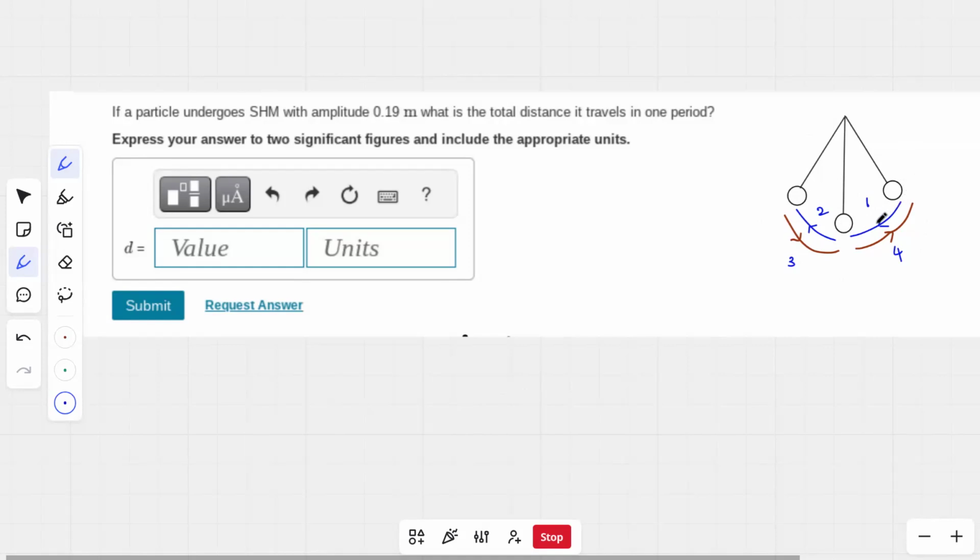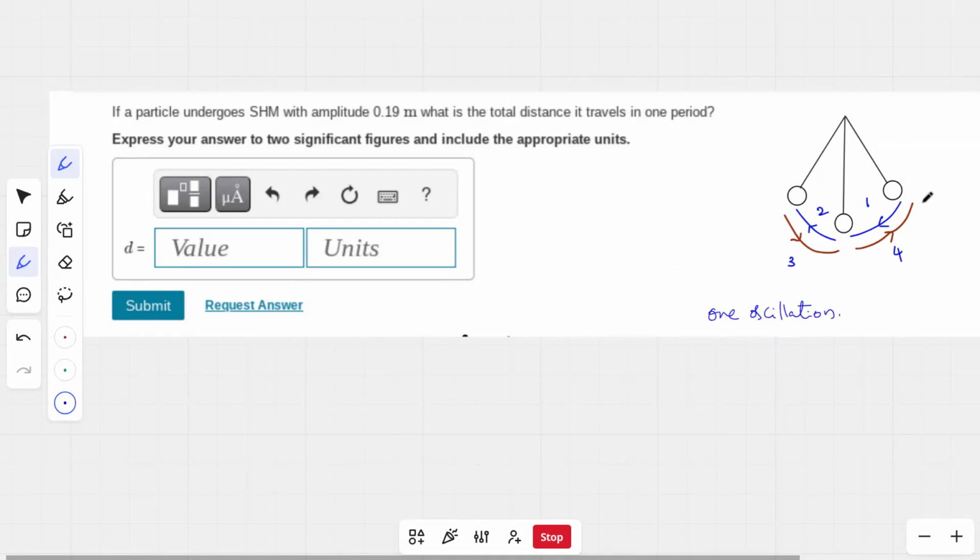From the initial position, it crosses the equilibrium position and reaches the other extreme. And from the other extreme, it crosses the equilibrium position and comes back to the original position. The entire journey is called one oscillation: starting point to equilibrium position to the other end, again equilibrium position to the starting point. This is the end. So this total journey is called one oscillation.